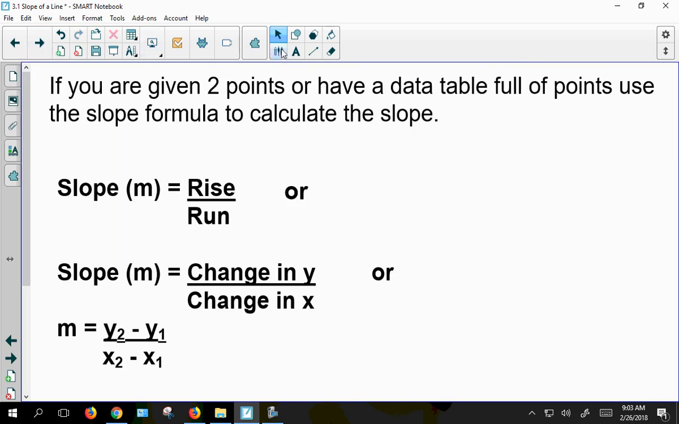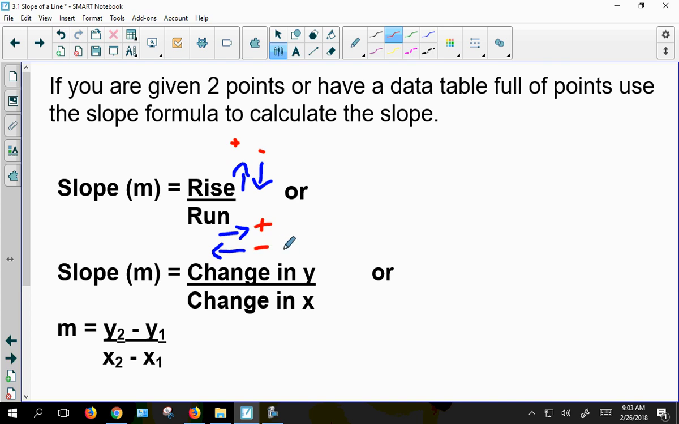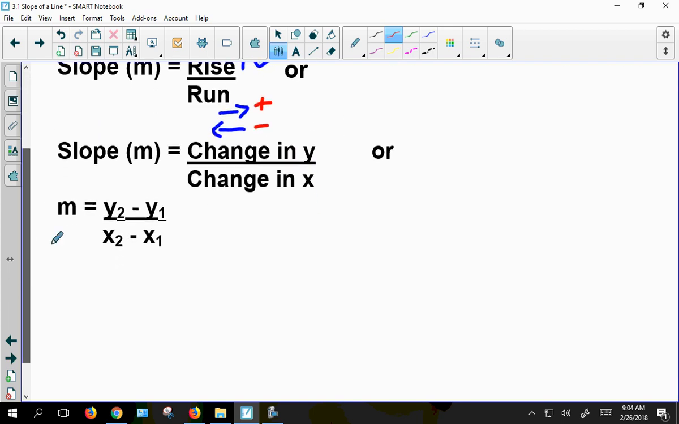Okay, rise over run. If you're given 2 points or have a data table, you can find the slope with the slope formula. It's rise. It rises up or down. Up is a positive number on top. Down is a negative number on top. Now, it runs right and left. If it runs right, that's positive. If it runs left, that's negative. It's the change in y. That's why we go up or down over the change in x. Here is your formula, y2 minus y1 over x2 minus x1.